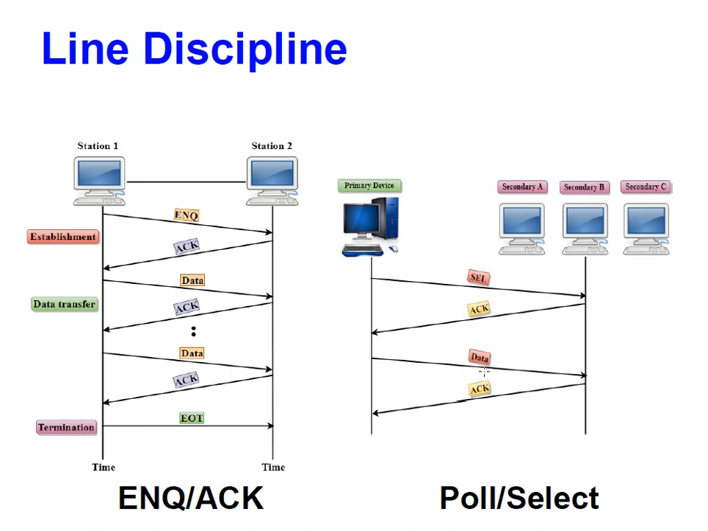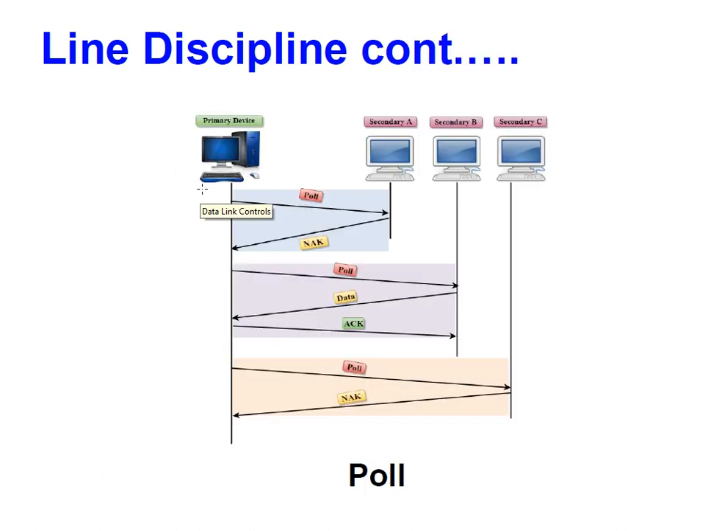Here you shouldn't think that there is only one data. From this data to this acknowledgement you can repeat, so a number of data transfers can take place. Here it is one-to-one, here also one-to-one, but the devices are multiple in nature. So that is what we see in this particular discussion.